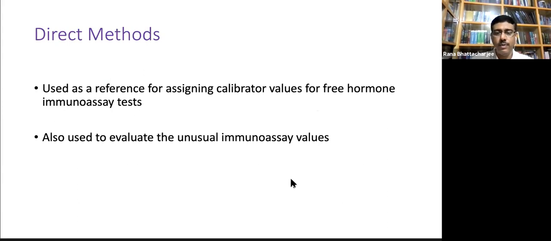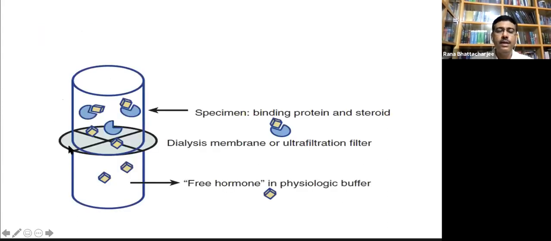Now, this is one of the examples of the dialysis method. Here a dialysis membrane is used for equilibrium dialysis, and it is sometimes needed to get a proper balance between the two sides of the dialyzing chamber. And we can measure the free hormone from this compartment, which is dialyzed. The total hormones are not filtered through this particular membrane.